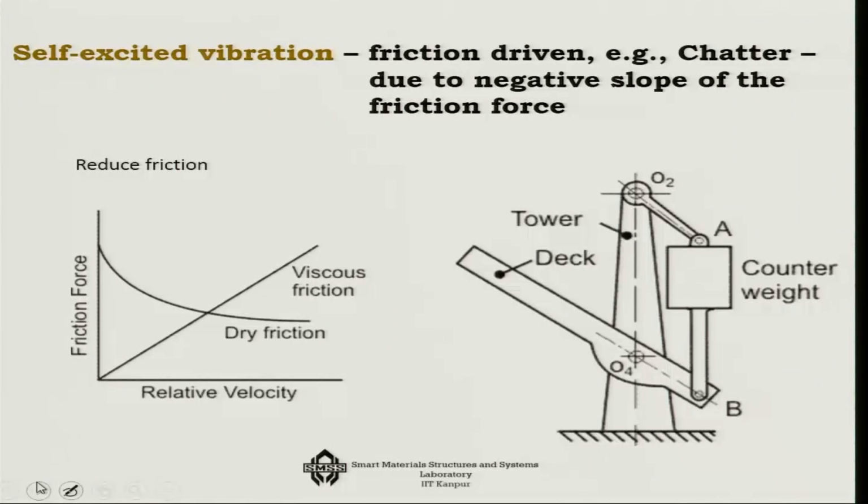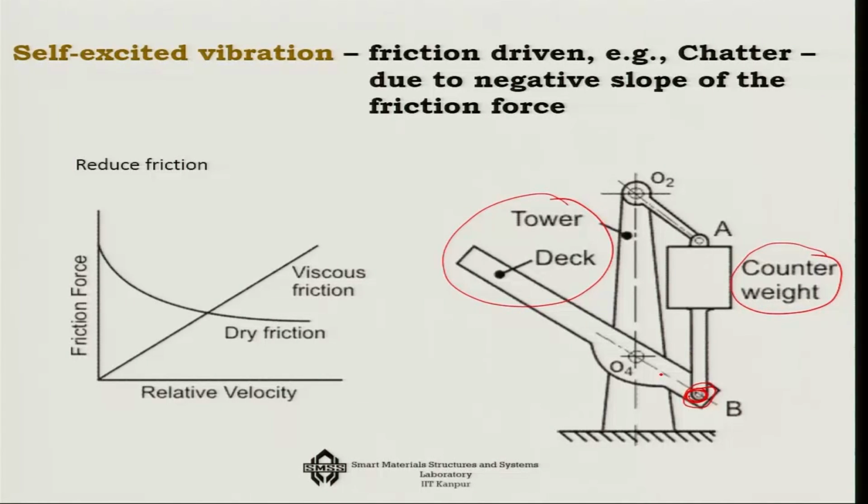The second example is a case of self-excited vibration. This happens for chatter or friction driven excitations, for bridges, for example. So, this is a case of a tower deck bridge, which means the bridge can be opened up or down. Now, if you look at this particular part of the bridge, it is subjected to an enormous amount of counterweight, and if you do not have proper lubrication, then there will be dry friction in this region, and as a result there will be a friction driven excitation.